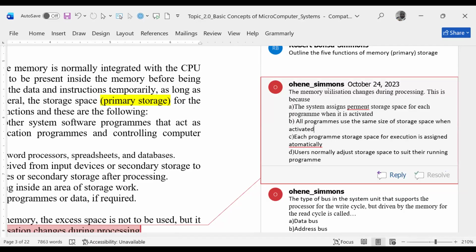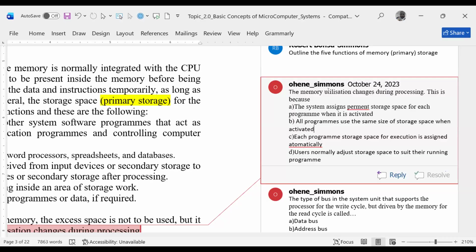The memory utilization changes during processing. This is because: A. The system assigns permanent storage space for each program when it is activated. B. All programs use the same size of storage space when activated. C. Each program's storage space for execution is assigned automatically. D. Users normally adjust storage space to suit their running program. Good. So which one is the answer here? Do you understand the question?